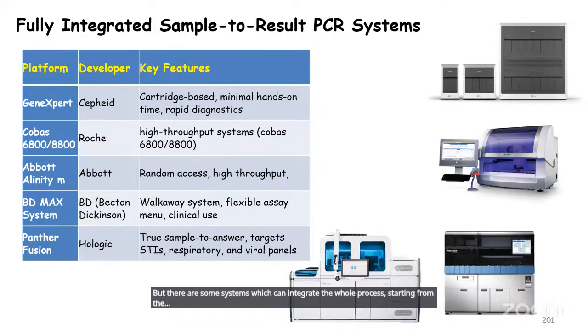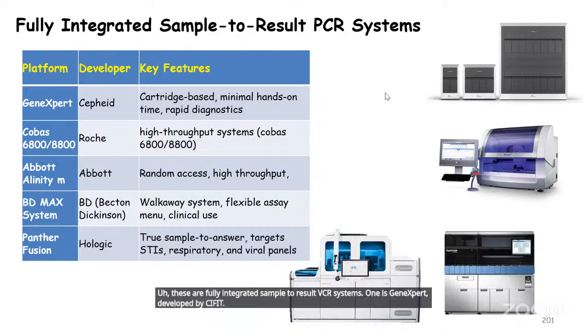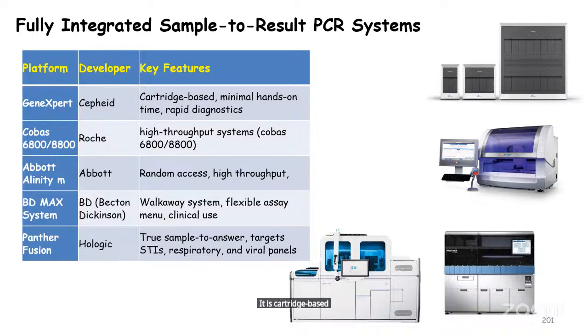Now, as I said, PCR itself is an automated system, but there are some systems which can integrate the whole process, starting from the DNA extraction, PCR amplification, and detection. These are fully integrated sample-to-result PCR systems. One is GeneXpert, developed by Cepheid. It is cartridge based, with minimal hands-on time.